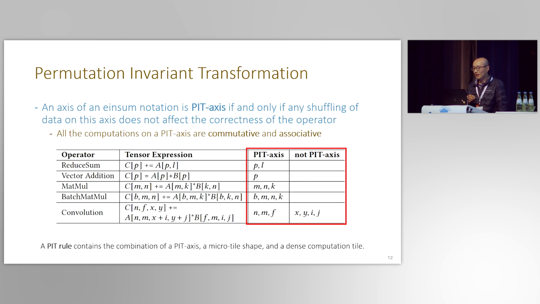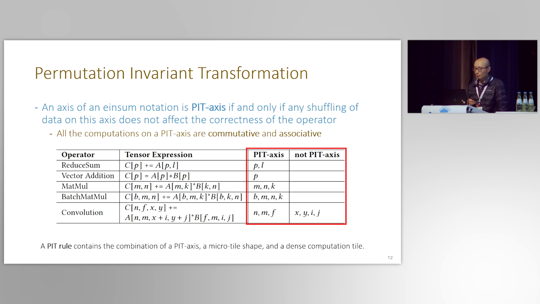As PIT assumes that data rearrangement does not affect the dense computation logic, we call this kind of data rearrangement permutation invariant transformation. Permutation invariant transformation is the data permutation along an axis of an operator. If any shuffling of the data along this axis does not affect the correctness of the operator, this is permutation invariant transformation. This axis is called PIT axis. More precisely, the computations on PIT axis satisfy the commutative and associative.